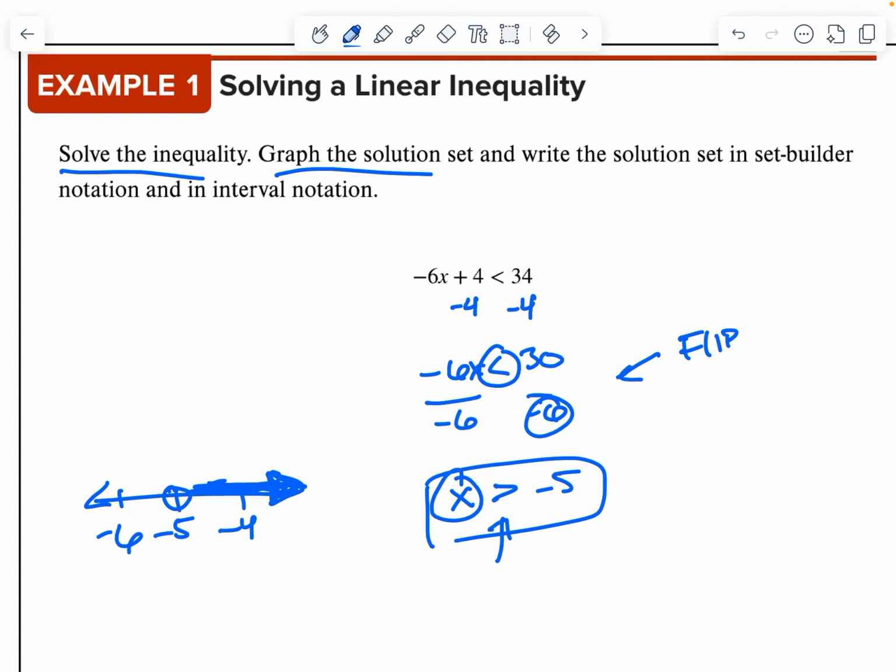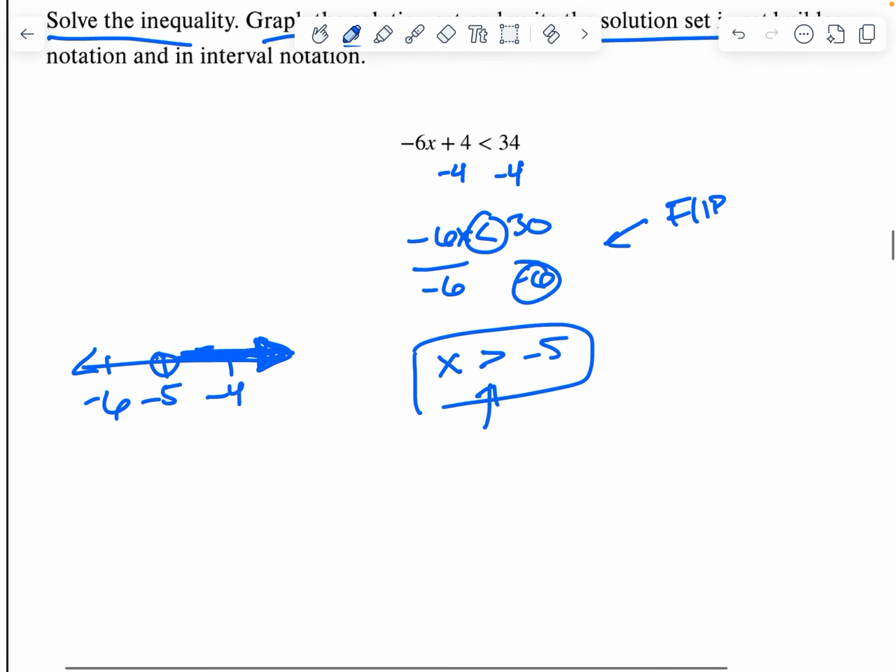That only works if the variable's on the left side, that arrow deal there. It says write the solution in set builder notation. All right, set builder notation, here's what it looks like. It always has a swirly brace. You're going to see this on ALEKS or Pearson as well. A swirly brace in the beginning and end, and a bar in the middle. It's always set up like that.